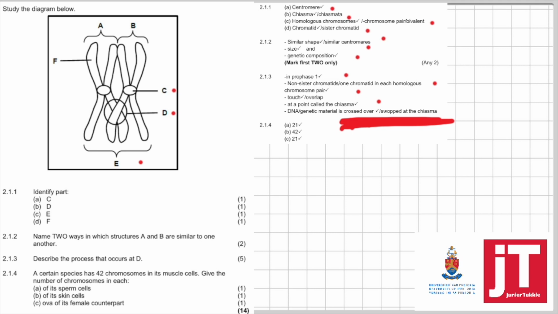2.1.4 A certain species has 42 chromosomes in its muscle cells. Give the number of chromosomes in the sperm cell, which will be half, 21. Give the number of chromosomes in the skin cells, which is diploid, 42. And give the number of chromosomes in the ova of each counterpart, also 21.